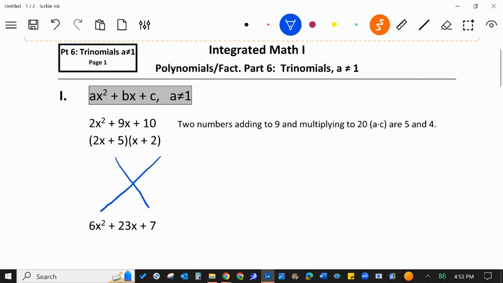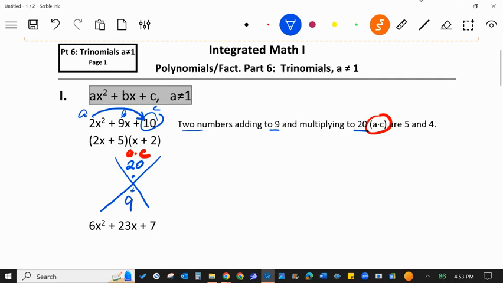We still need to find two numbers that will add to 9 and multiply to 20, not 10. So on the top here, the number we have to multiply to is 2 times the 10. So I'm going to put a 20 here, and a reminder that that's a times c. And the number we want to add to is the 9, the b that's here. So this is c and this is a, just as a reminder.